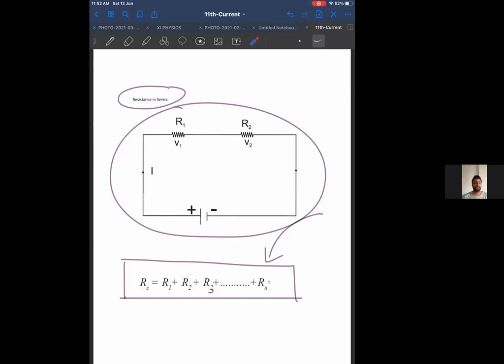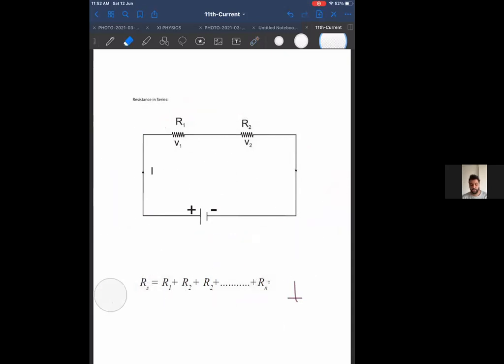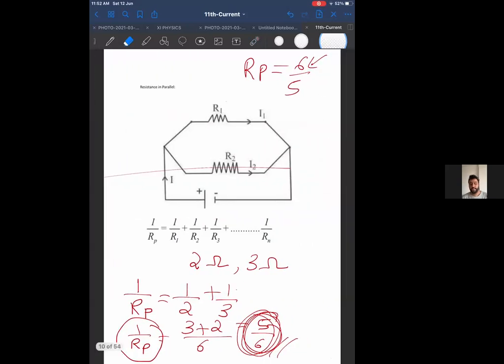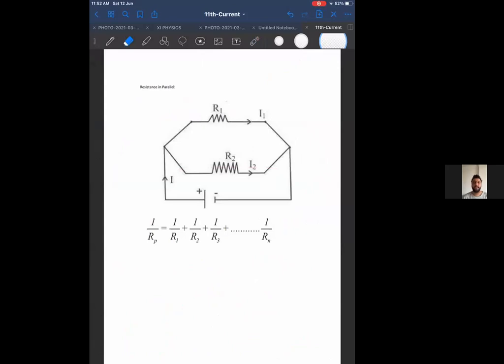Finished writing? This is called your series resistance. Now, if you know what series resistance is, you will know what parallel resistance is also. And this will be the answer for parallel resistance. Just check. What is the parallel resistance formula? 1 upon Rp is equal to 1 upon R1 plus 1 upon R2 plus 1 upon R3 plus dot dot dot 1 upon Rn. Make a note of this formula.